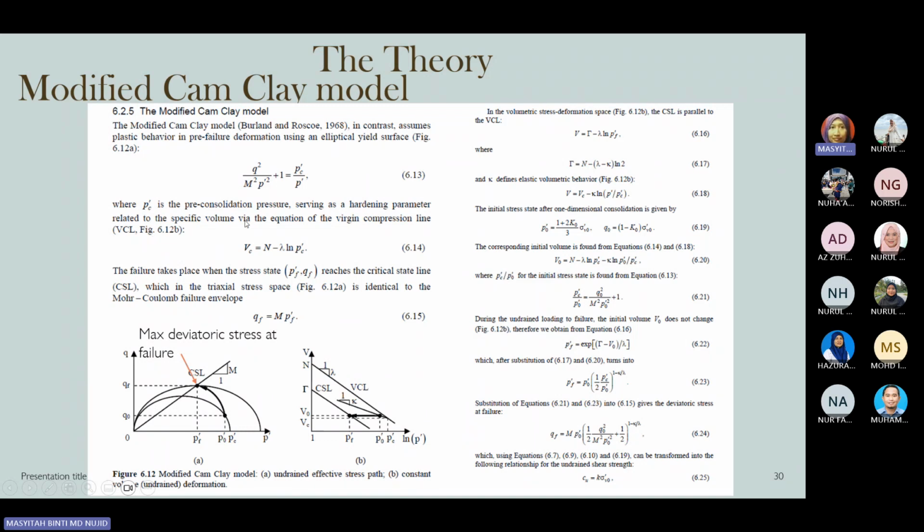And the volume, from the equation of the virgin compression line, can be obtained as v_c is equal to N minus lambda ln p'c. So these are the equations that we are going to have from the critical state line in order to explain the clay behavior under the Modified Cam-Clay model. The failure takes place when the stress state (p'f, qf) reaches the critical state line, CSL, which in the triaxial stress space is identical to the Mohr-Coulomb failure envelope.